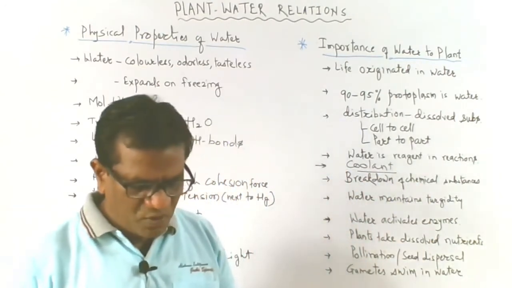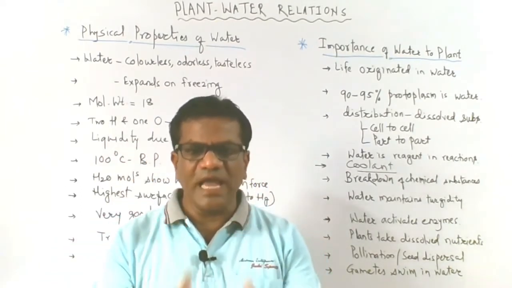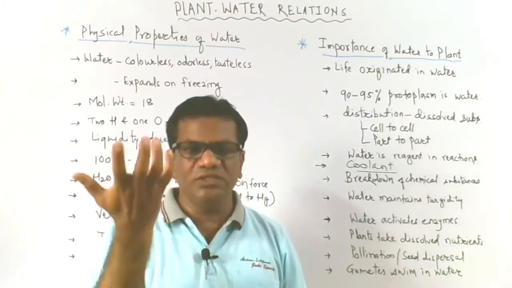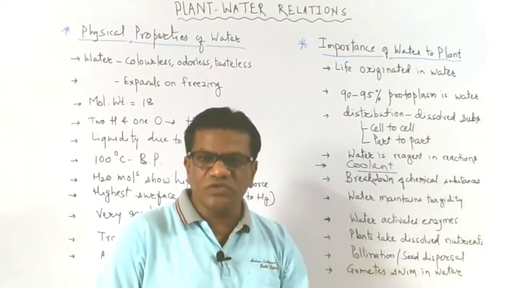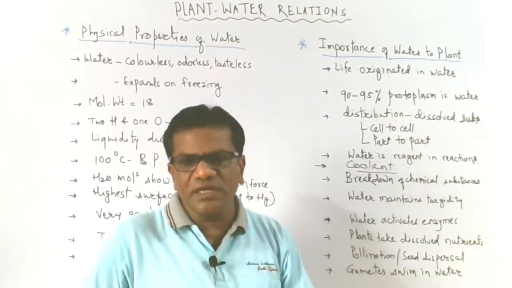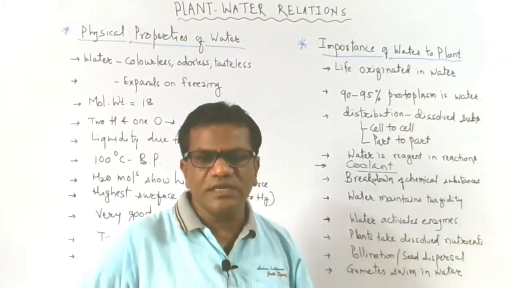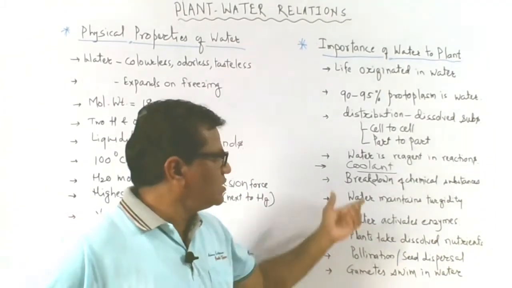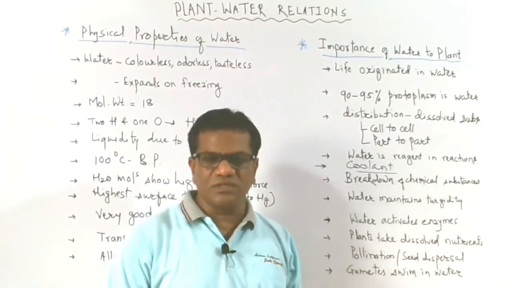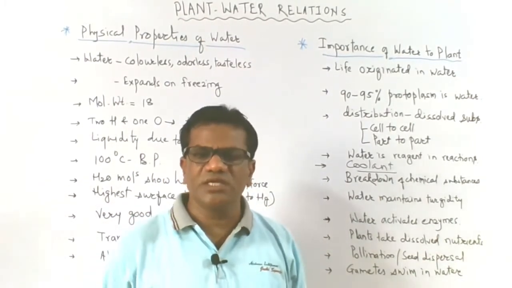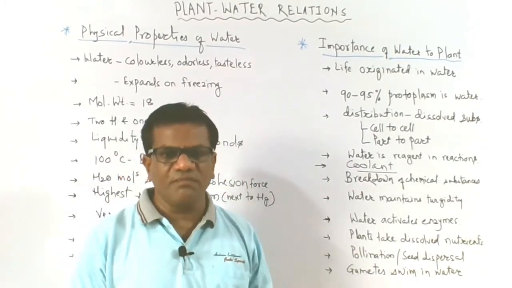Why coolant? Because when the physiological processes take place in any part of the plant, heat is generated. Due to the heat, internal temperature is increased and this needs to be cooled down. So water is circulating throughout the plants and that cools the increased temperature. So water is a coolant for the plants. Plants circulate water and due to the water circulation, the temperature is maintained in the plants. They need to maintain a particular temperature. It is maintained by the water.